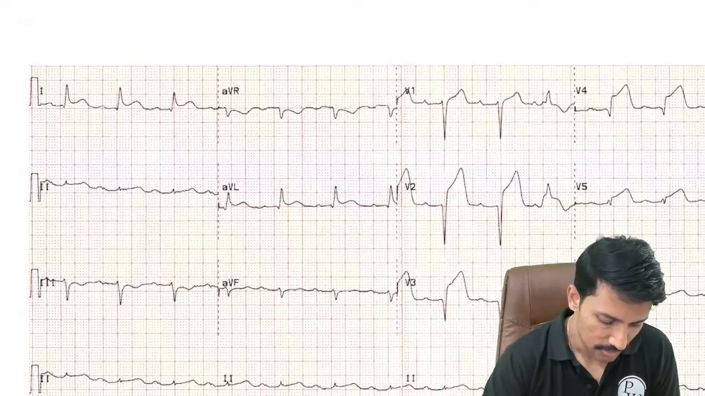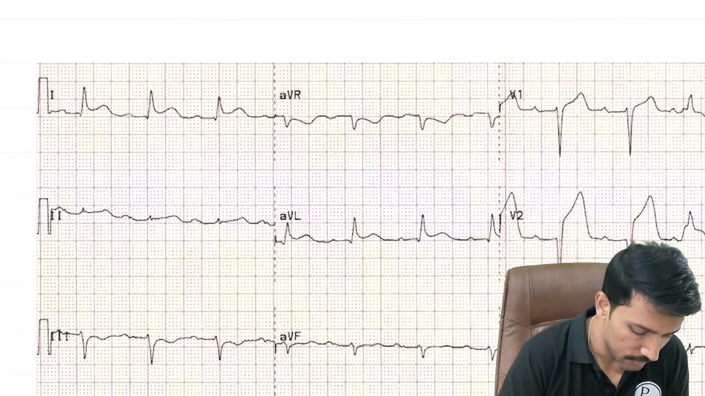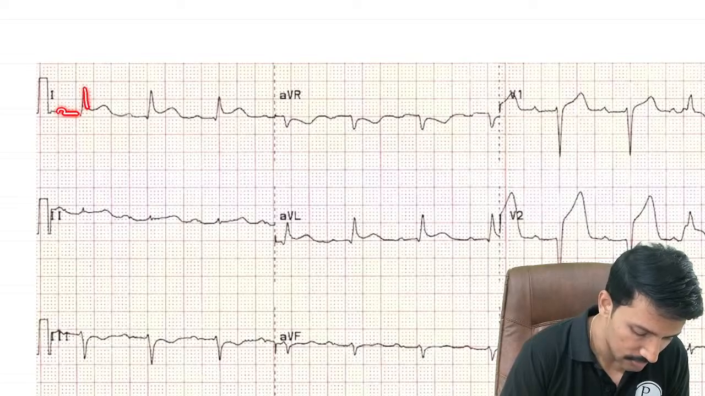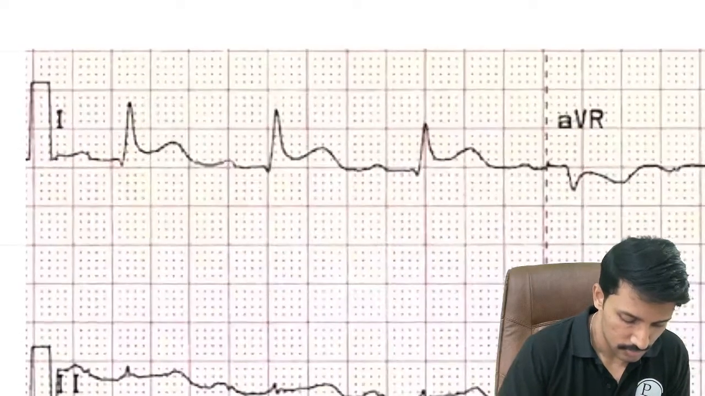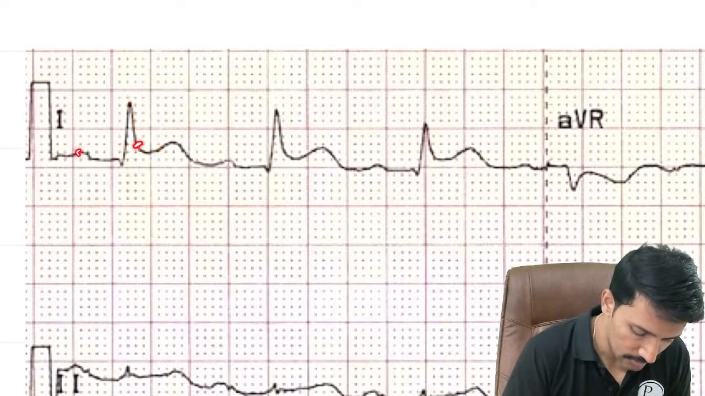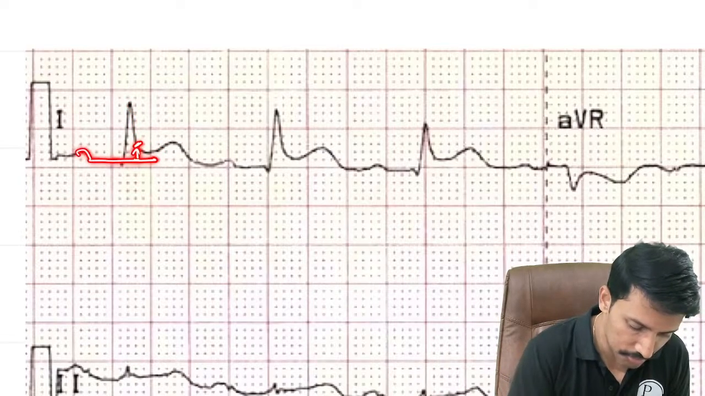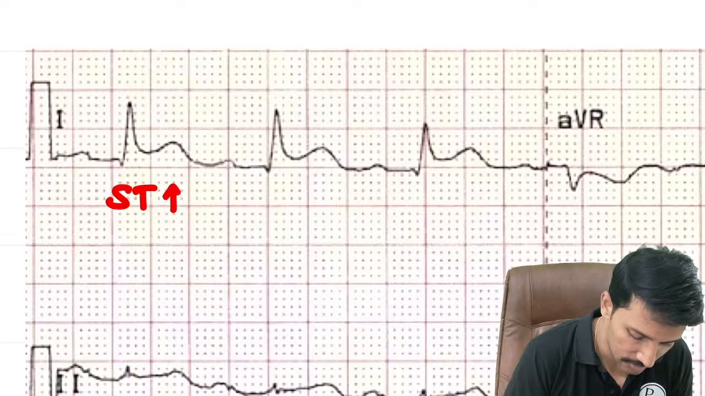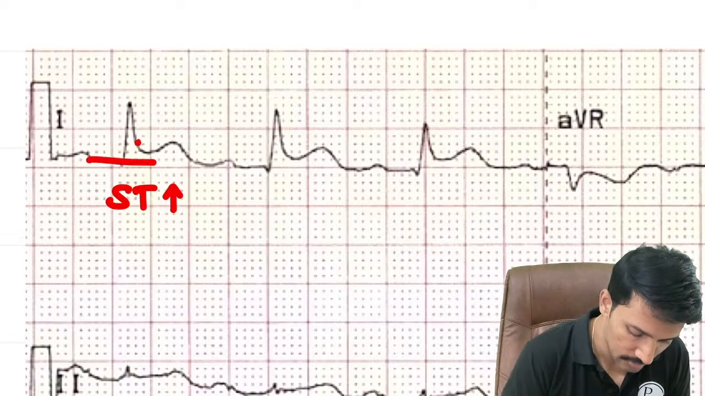When you look at this ECG, I want your attention to lead 1 and AVL. What do you notice? This is a PR segment. This is the end of the R wave, right? Here is the angle. So this is a J point. This is the PR segment. Elevation, all of you agree, there is ST elevation in lead 1. This is a J point. This is a PR segment.